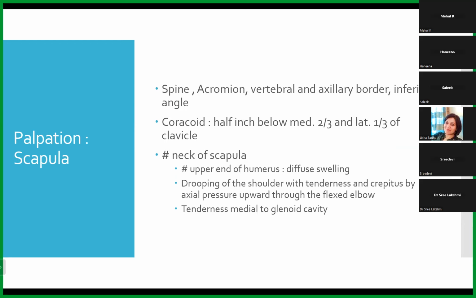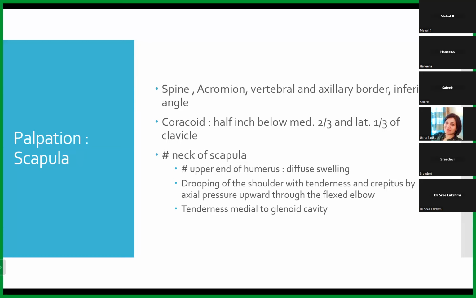Similarly, for the scapula, we should palpate all parts of the scapula, starting from the spine, from the acromion process, then both the borders, vertebral and axillary border, and inferior angle of scapula. It is easier to palpate the subcutaneous areas, but the areas which are below the muscles are usually difficult to palpate. But we can always compare bilaterally for any pain or tenderness or any defect in the continuity of the bone. Similarly, we should also be palpating for the coracoid, which will be found approximately half an inch below the clavicle's fracture point, medial two-third and lateral one-third of the clavicle.